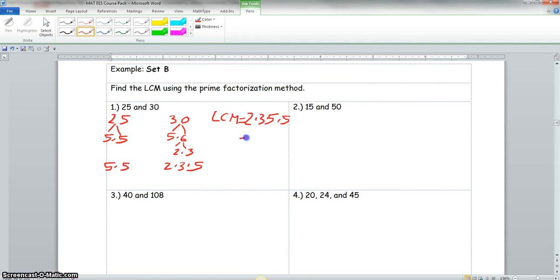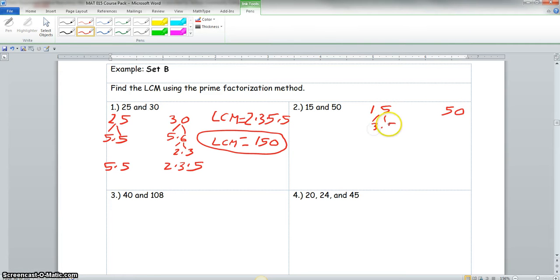So now we will multiply this out. 2 times 3 is 6, times 5 is 30, times 5 is 150. So your least common multiple here is 150. Now let's try this again with 15 and 50. Now I'm going to go off here to the side with these two.